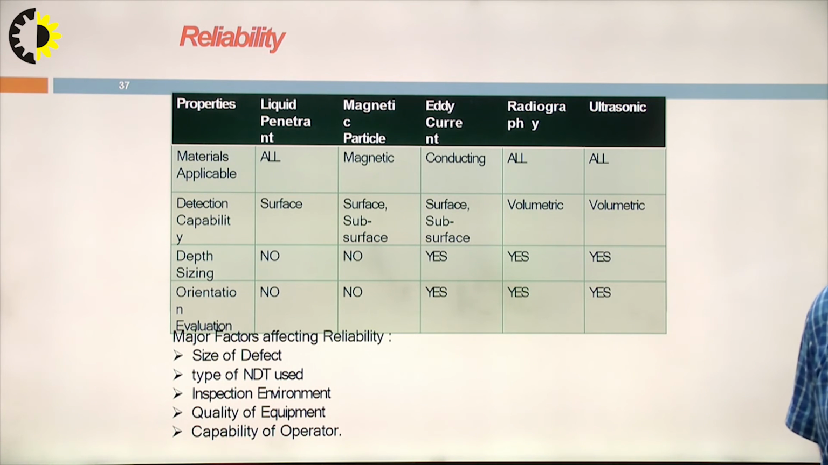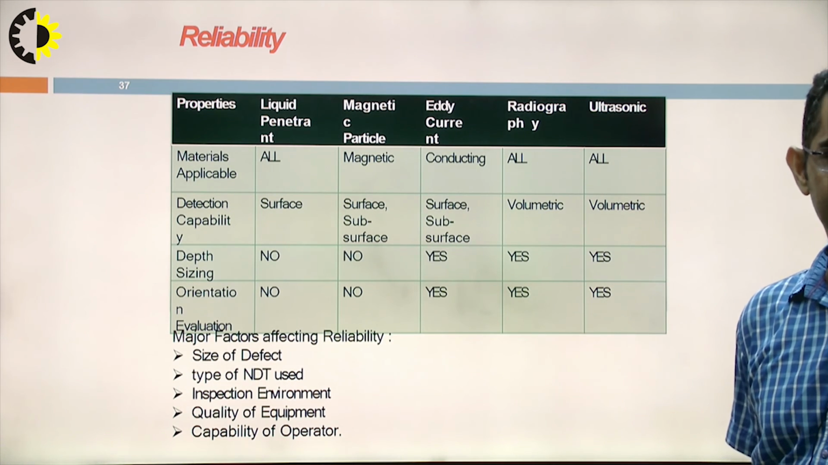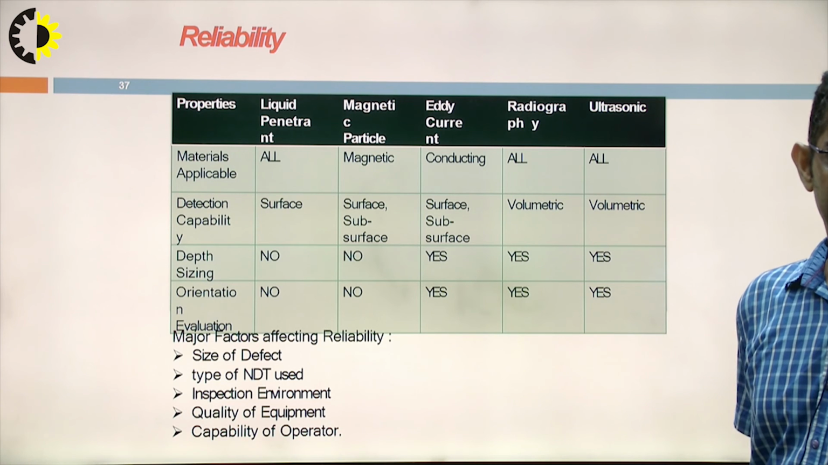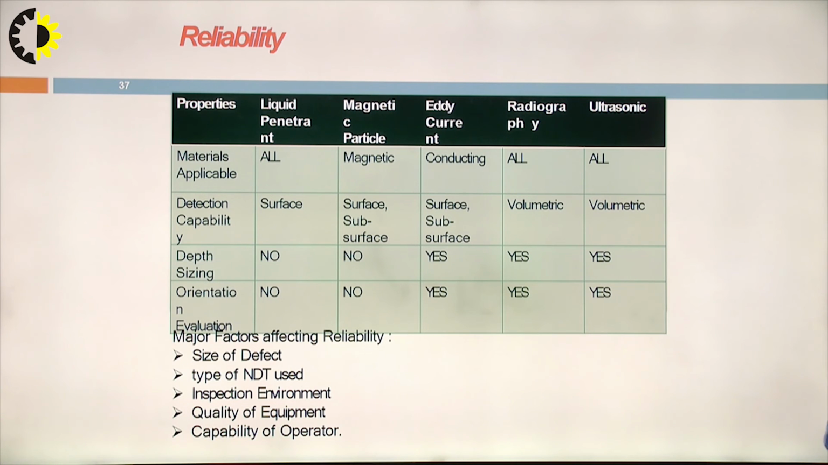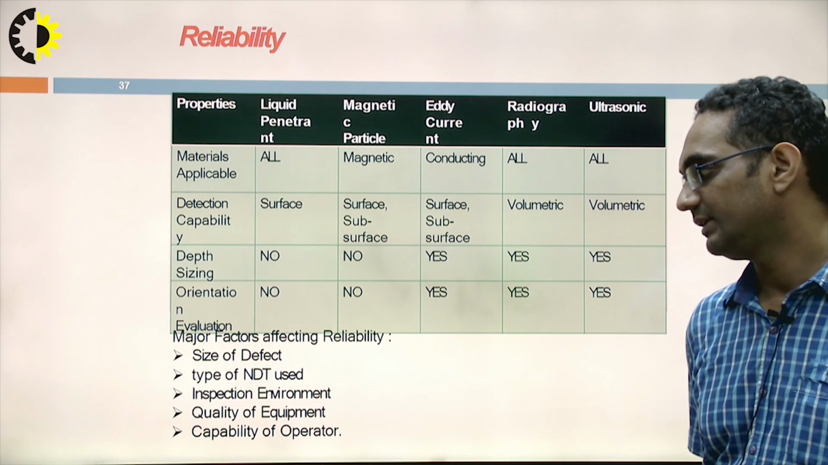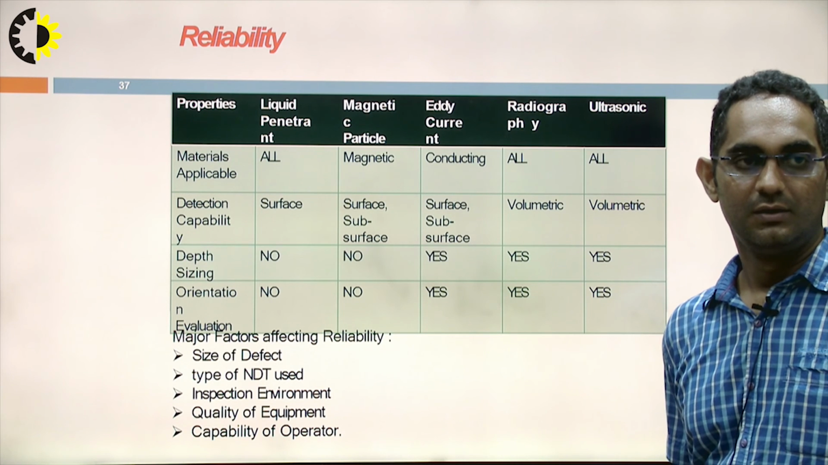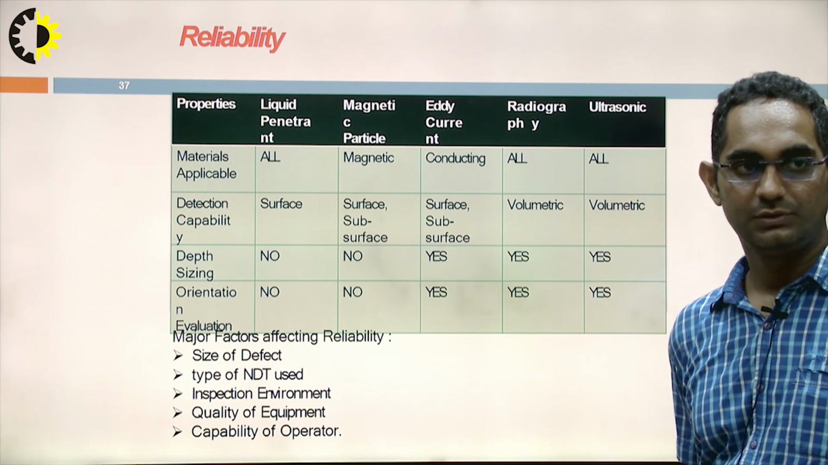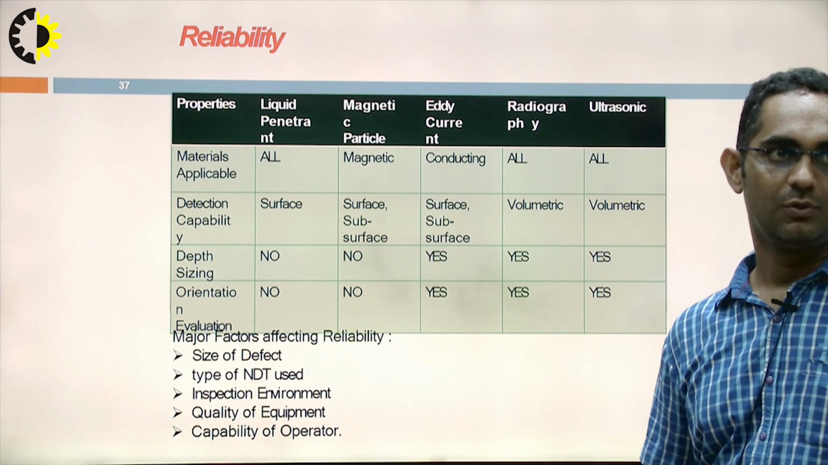Then next, the major factors affecting the reliability are the size of defect, type of NDT used, inspection environment, quality of equipment, and capability of operator. So these are the major factors affecting the reliability.